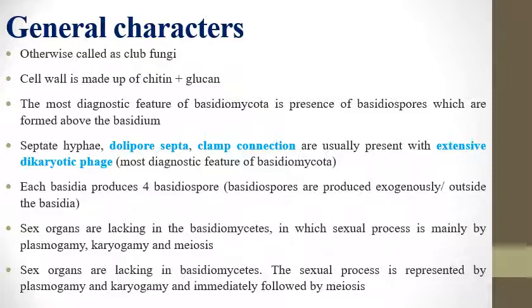Sex organs are lacking in Basidiomycota, so sexual reproduction is mainly by plasmogamy, karyogamy, and meiosis. There is no separate sex organ. The sexual process is represented by plasmogamy, followed by karyogamy, which is immediately followed by meiosis.